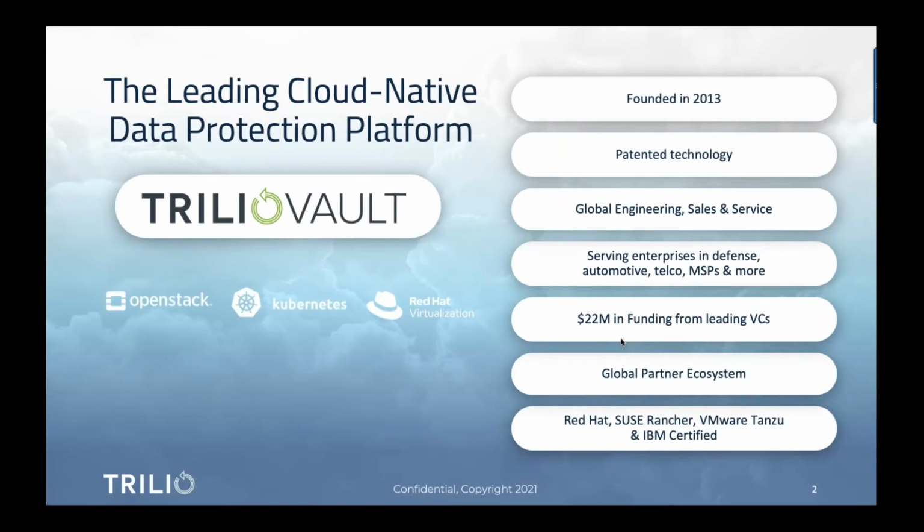So before we dive into the meat of the product and how we are solving this problem, let's talk a bit about Trilio quickly. We were founded in 2013. We've been doing data protection for about 8 years now. The entire product is a patented, proprietary solution. We have our workforce spread globally, and we have customers in all leading verticals today. Decent amount of funding. We are growing as a company very rapidly. Our partner ecosystem is pretty broad, and as a product, we are certified by Red Hat, SUSE, VMware, and IBM.